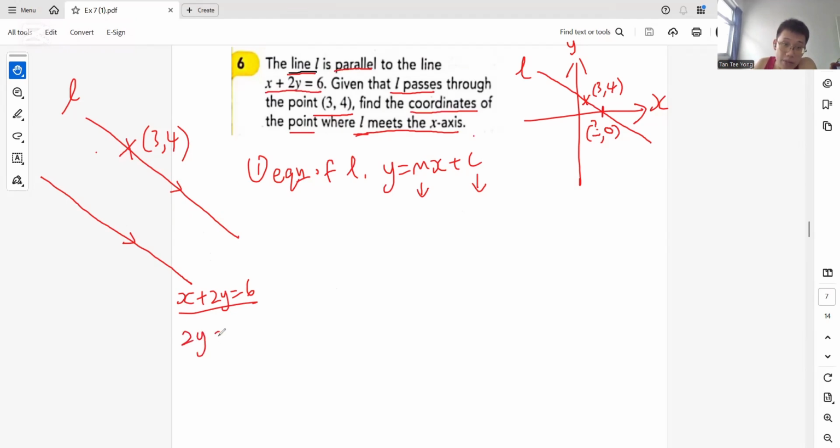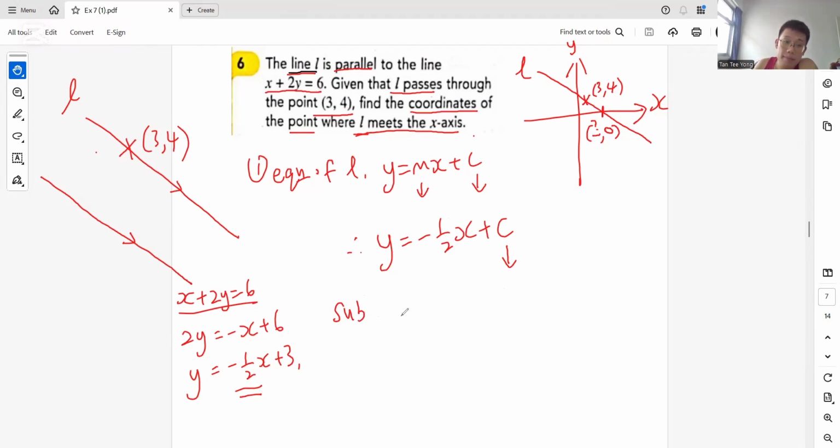So 2y equals negative x plus 6. Then divide by 2. So y equals negative half x plus 3. So from here we know that the gradient is negative half. Therefore, the equation of L is y equals negative half x plus c. All right, so how do we find out c now? What do you have to do?